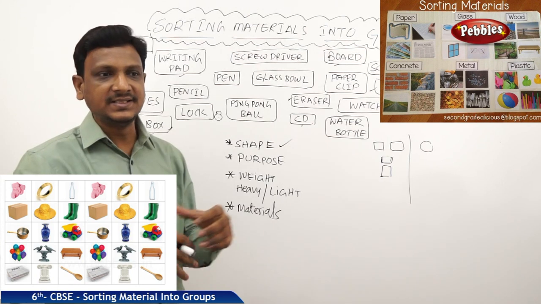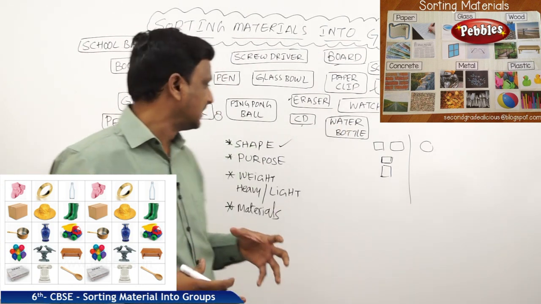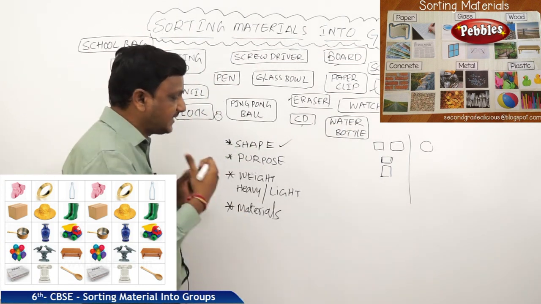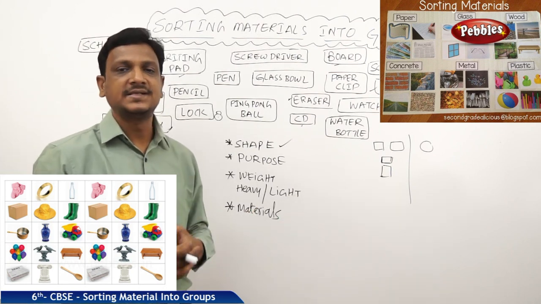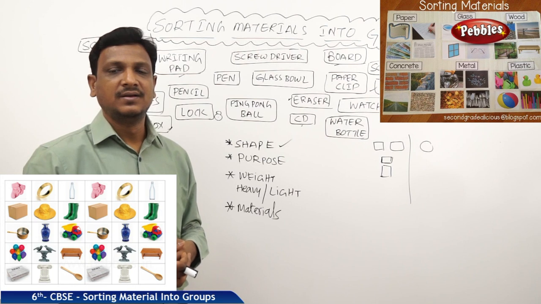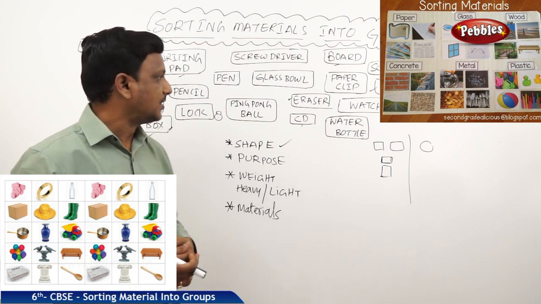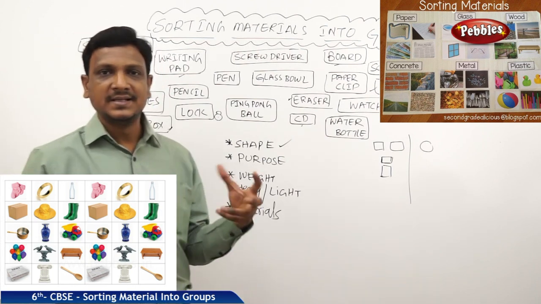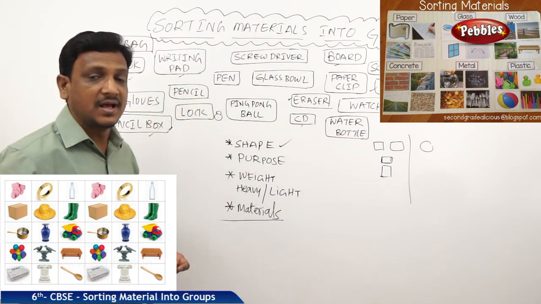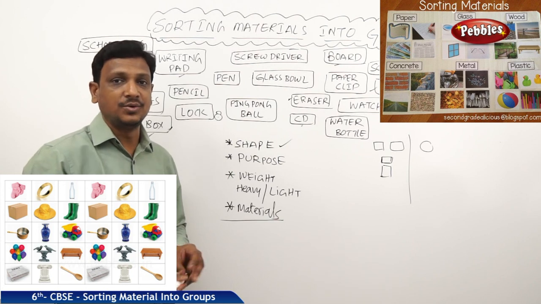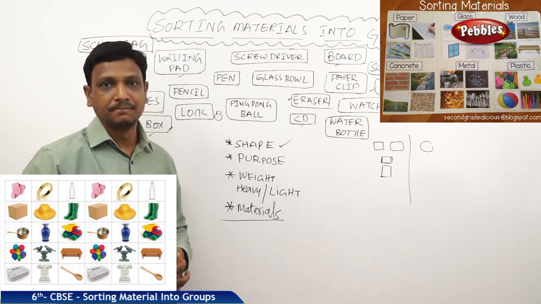So when you see the things around you, you can use all these ideas, the shape, the purpose, the weight, all these ideas, heavy objects, light objects, okay, right? On basing that, you can separate them. Here we have come to the idea material, by which material they are made up of. On basing that, you can classify. This is more systematic.